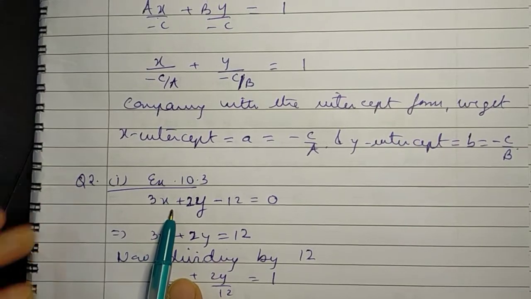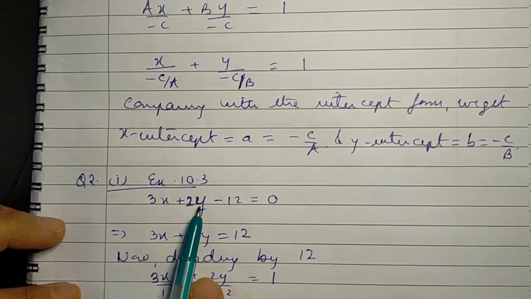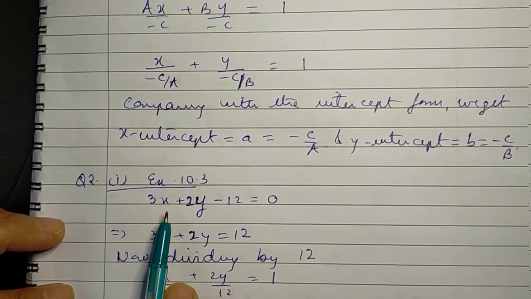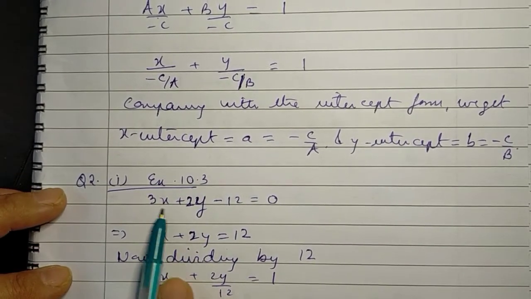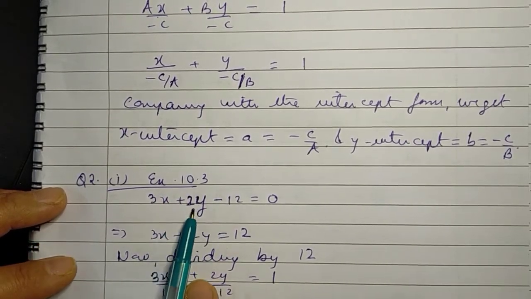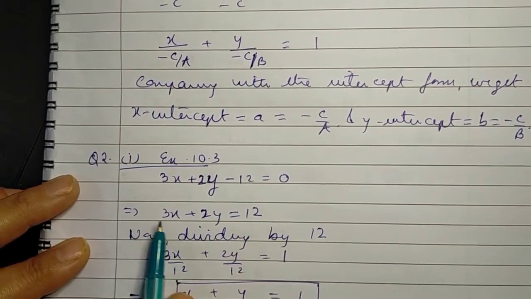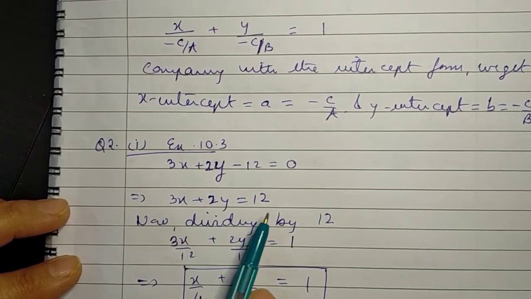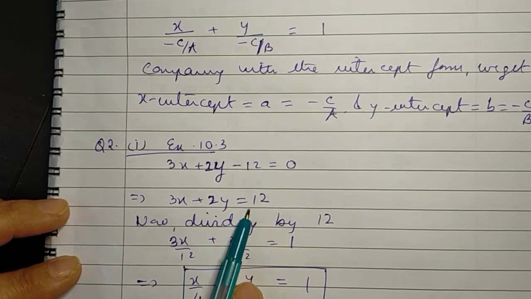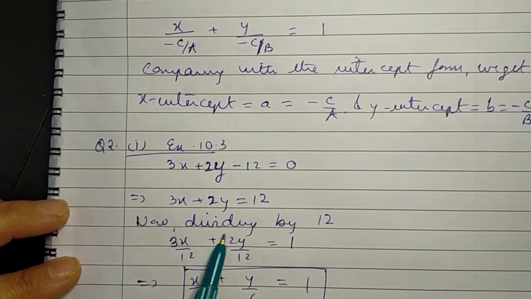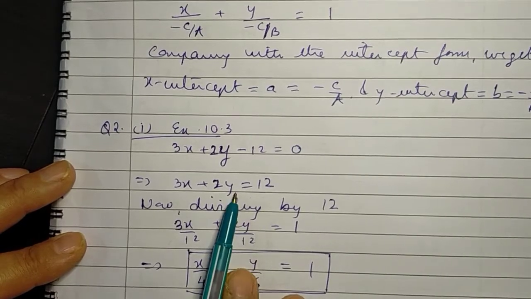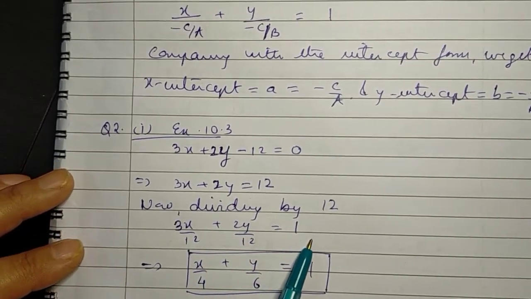Here the equation of the line is given to be 3x plus 2y minus 12 equal to 0, and we are required to convert it to the intercept form and get the x and y intercepts. So again, taking the constant to the other side, we get 3x plus 2y equal to 12. Now the next step involved is making the right hand side 1. That will be obtained by dividing by 12. So we get 3x upon 12 plus 2y over 12 equal to 1.